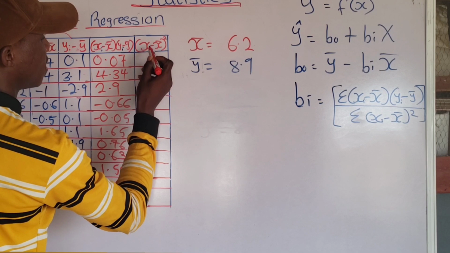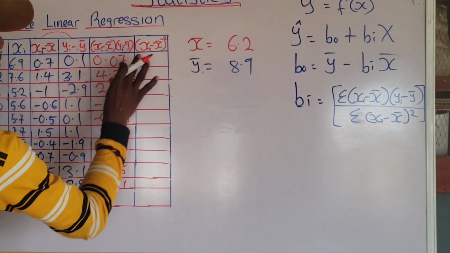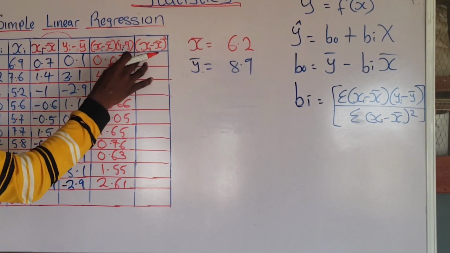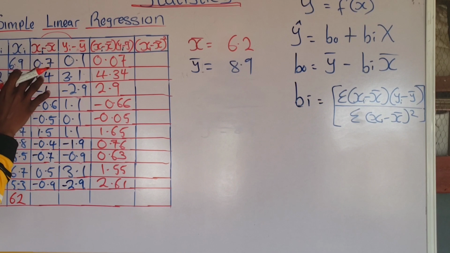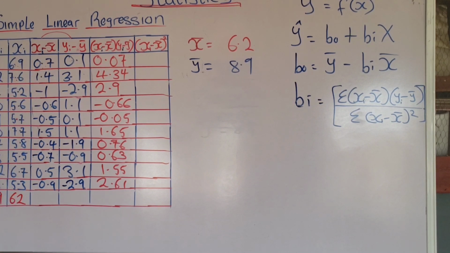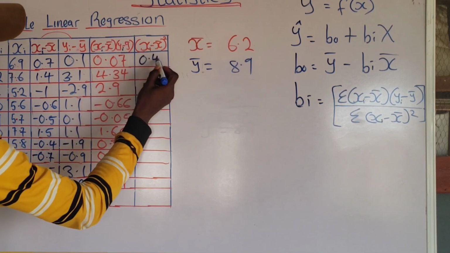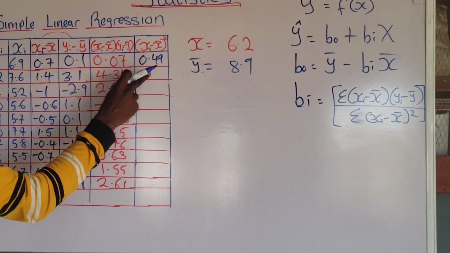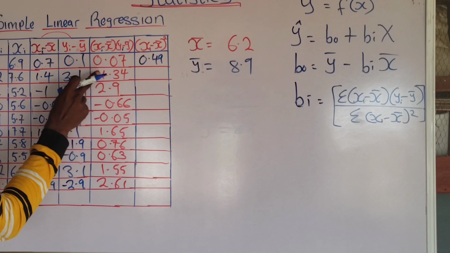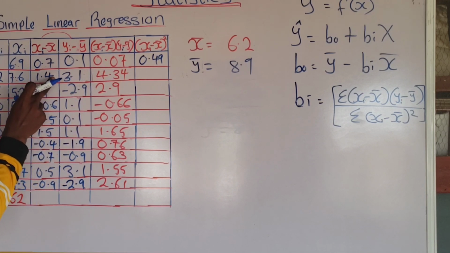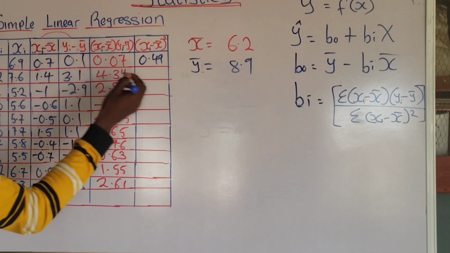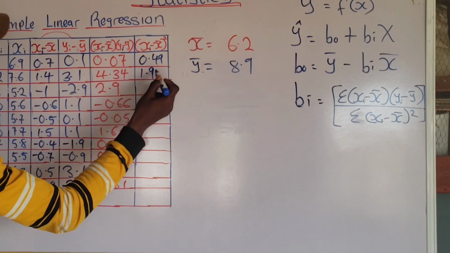Now for these cells, I'm going to square the corresponding value of x minus x bar. 0.7 squared is what? 0.49. So I'm going to have 0.49. For these cells, I'm going to trace it to that value of x minus x bar. It is 1.4. 1.4 squared will be 1.96. So I'm going to have 1.96.